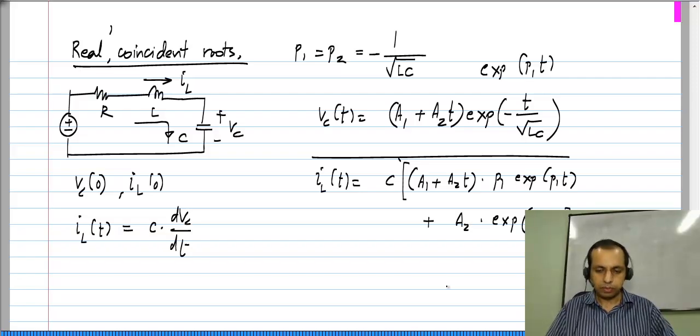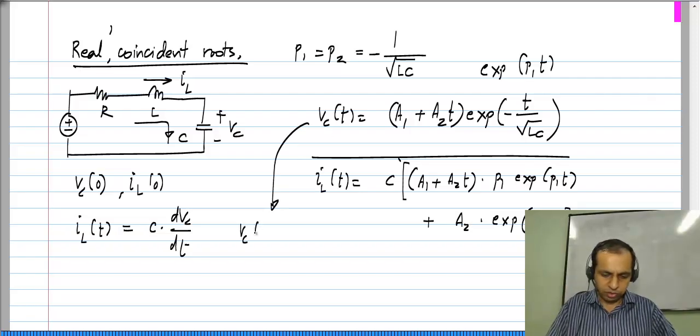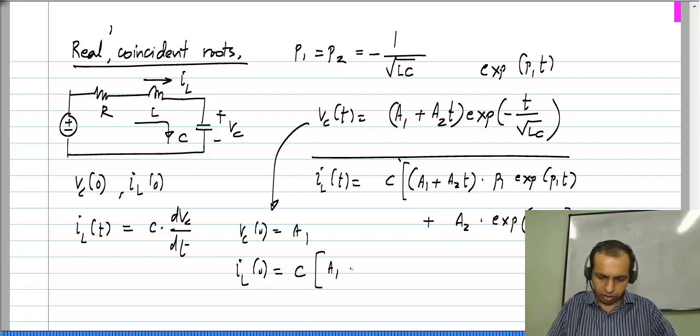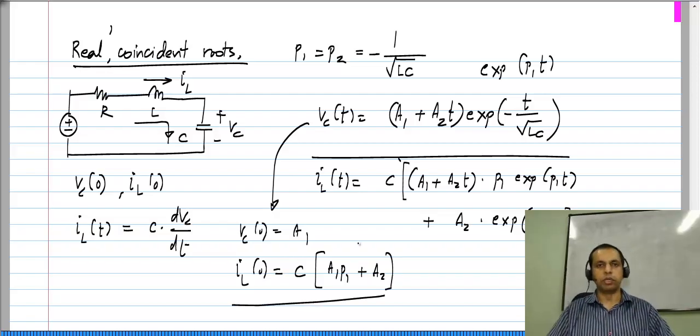So from the first one, we will get Vc of 0 to be A1, and from the second one, we will get IL of 0 to be C times (A1 P1 plus A2). We have two equations in two unknowns, and we can find both A1 and A2.